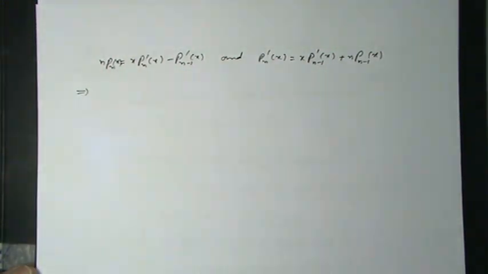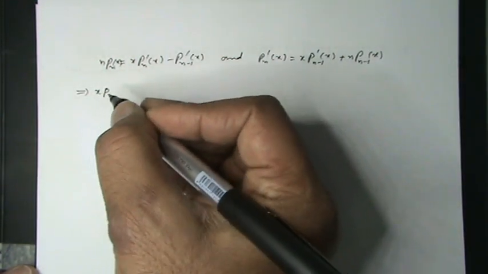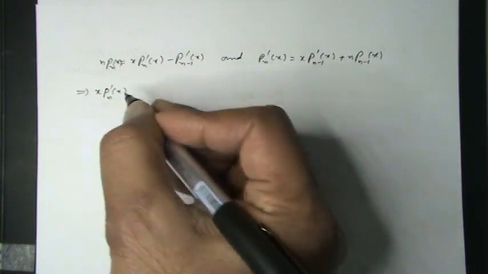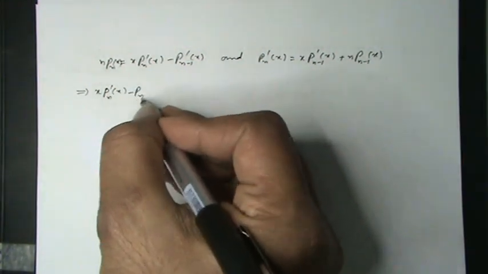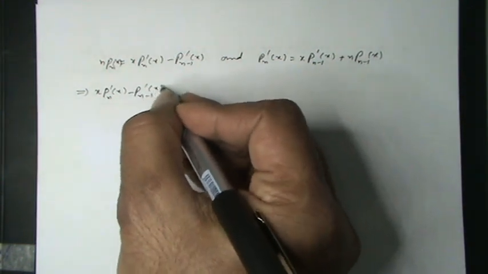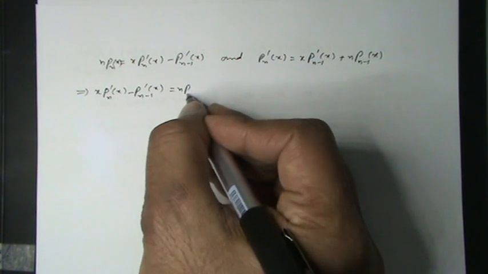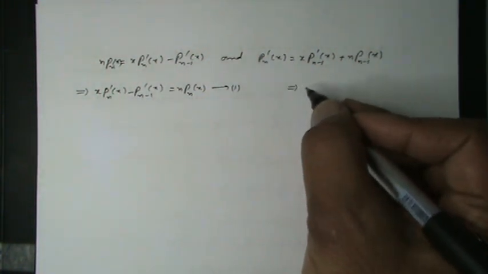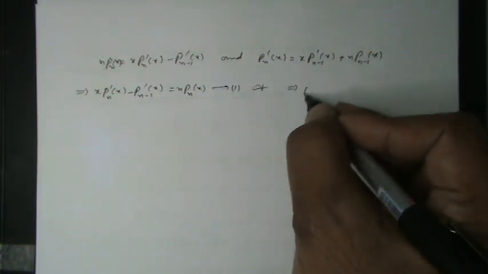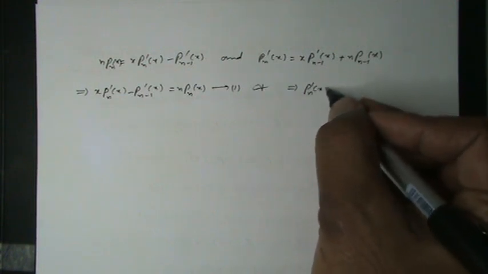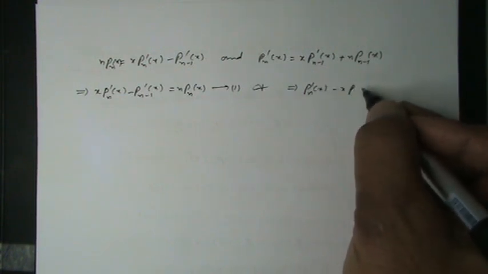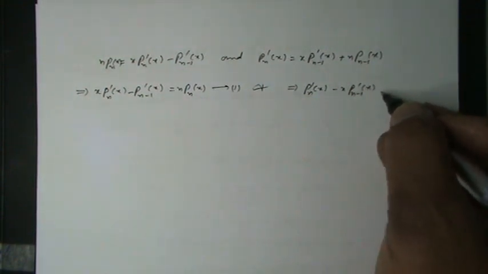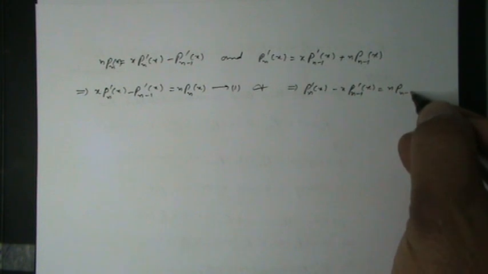This can be written as x Pn'(x) - Pn-1'(x) = n Pn(x), equation 1, and this side Pn'(x) - x Pn-1'(x) = n Pn-1(x). Equation 2.